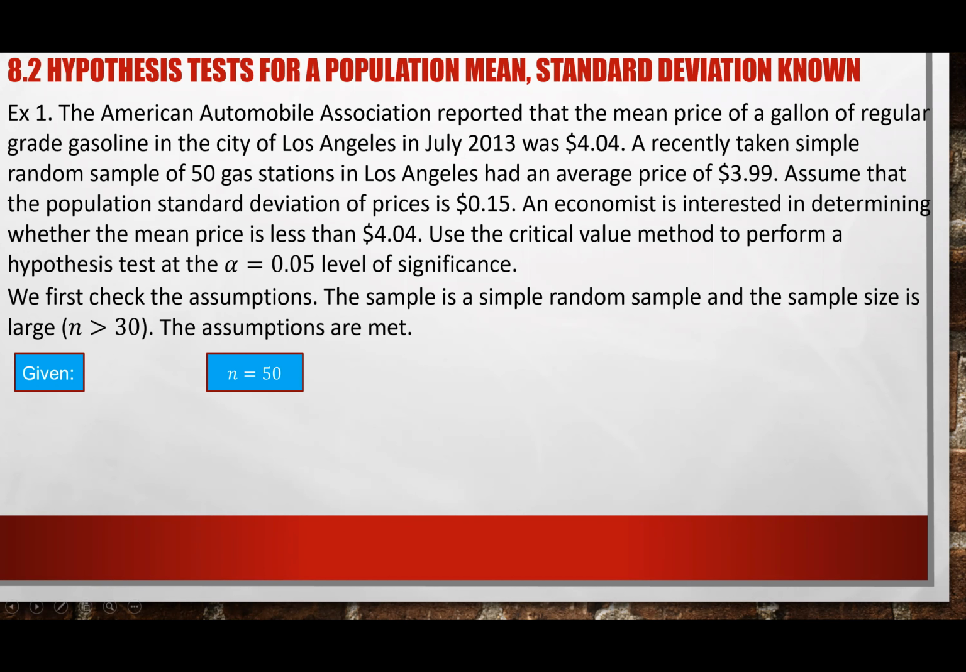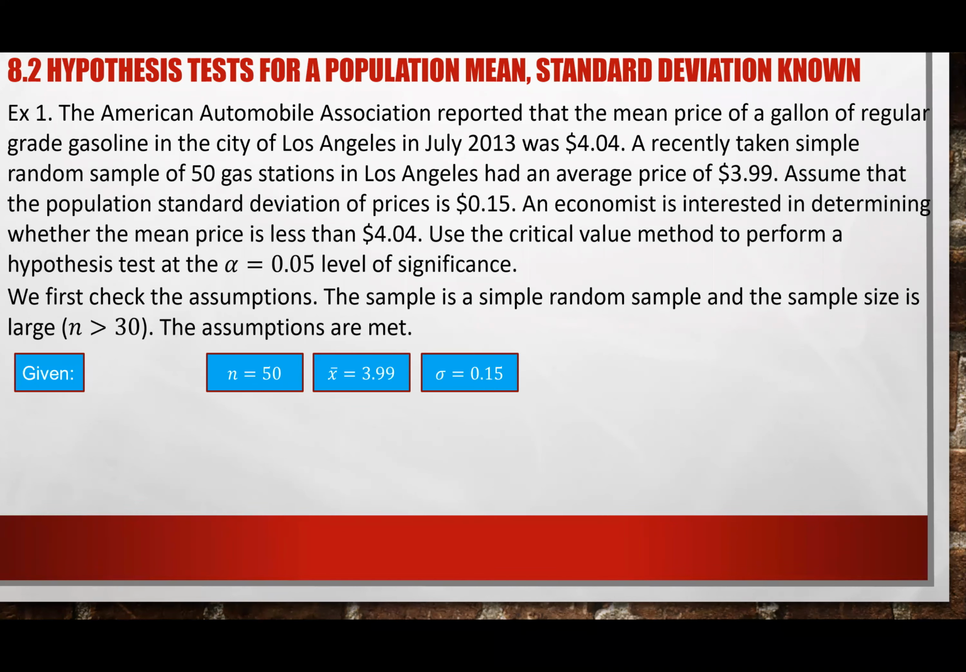they give us the n. That's how many gas stations they surveyed or took out to test. They give us the n, which is 50. And again, what is this $3.99? Well, $3.99 is the average of these 50 gas stations. Do you agree that this is the x bar, the average of those 50 gas stations?